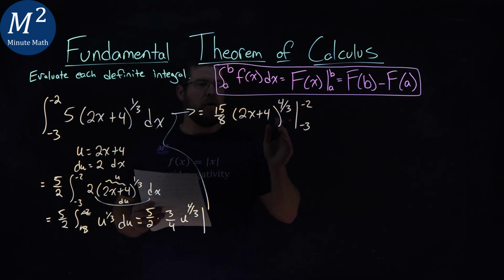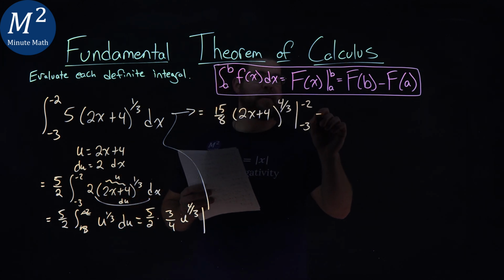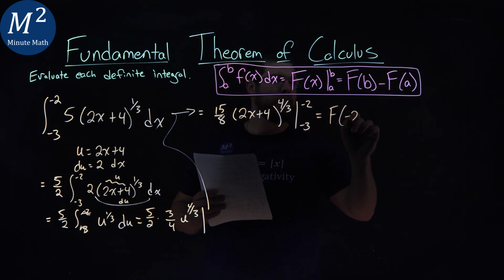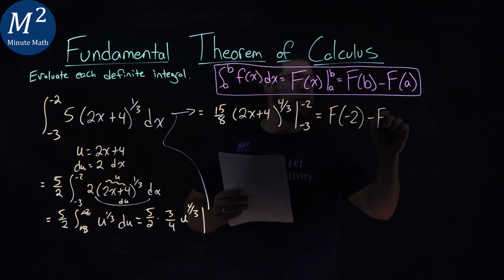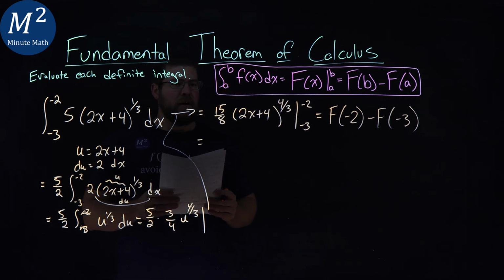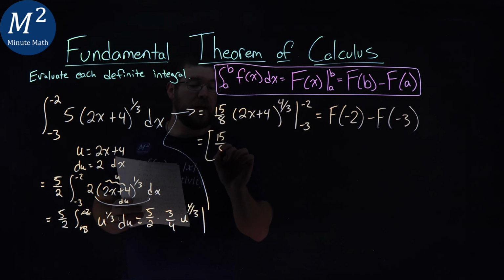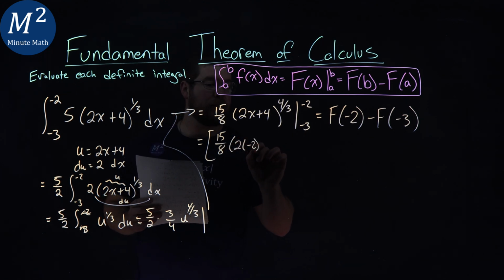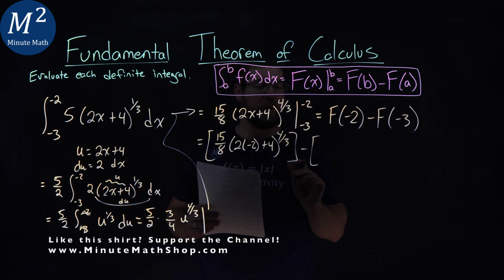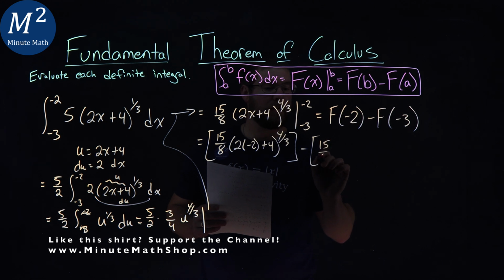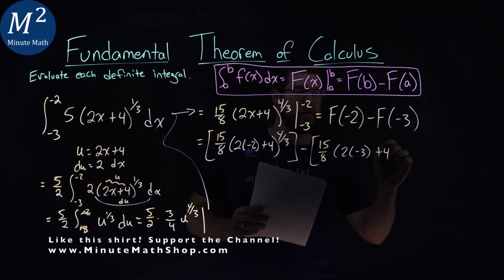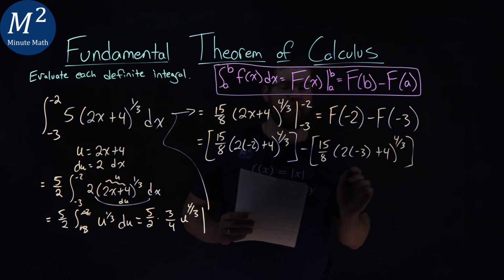Okay, so using our fundamental theorem of calculus here, from -3 to -2, we're going to plug in -2 for x, subtract that, and plug in -3 as well. Same process as before. So let's do that. Brackets here, 15/8 times 2 times -2 plus 4 to the 4/3 power. Subtract that by, same thing, plugging -3 in, so 15/8 times 2 times -3 plus 4, to the 4/3 power, right there.